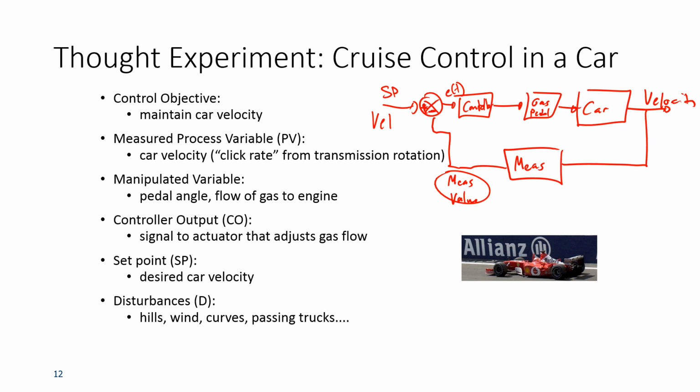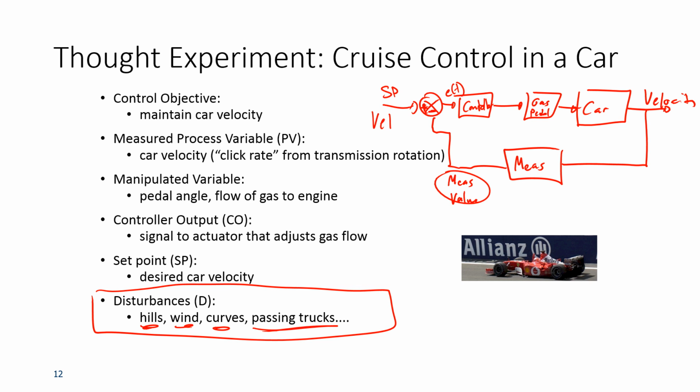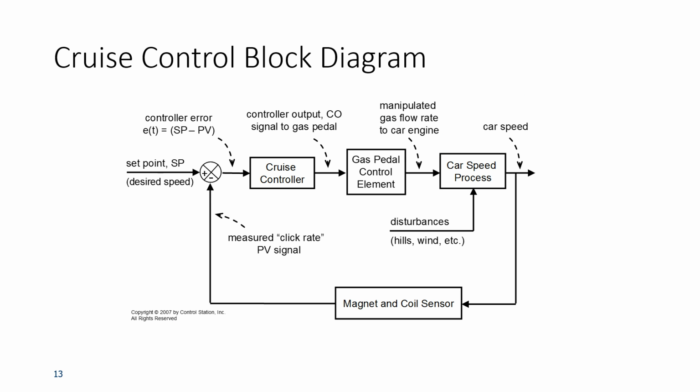Okay, so disturbances for this case, you may have hills, wind, curves, passing trucks, other things like that that are going to cause the velocity to change. And then this feedback control scheme is then going to have some error, and then the controller will take action to adjust the gas pedal. Okay, so it does that continuously to be able to regulate and maintain a speed of your vehicle.